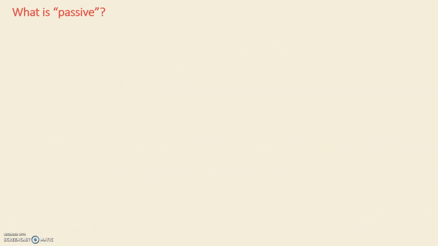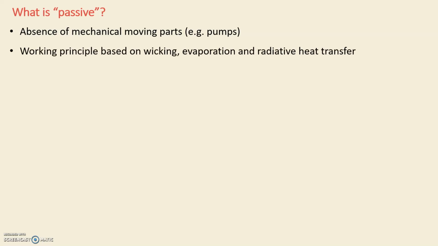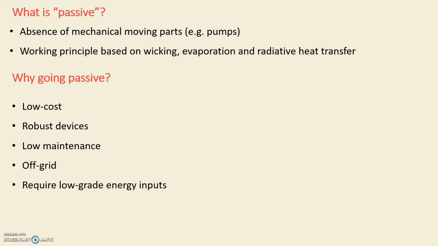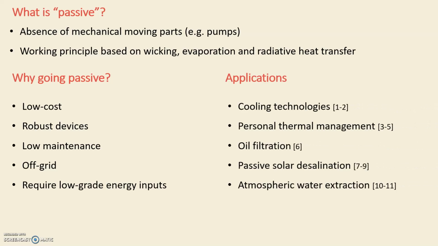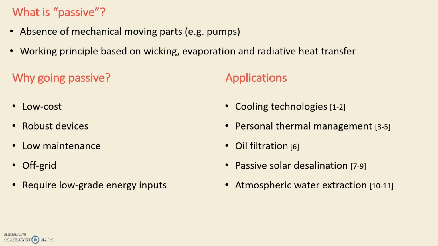So what are passive devices? They are characterized by the absence of any mechanical moving parts, such as pumps, and their working principle is based on different types of physical phenomena. There are several reasons why we want to go passive. For example, they are low cost and optimal for off-grid installations, and they can be used for a very wide range of applications, going from cooling to solar desalinations.